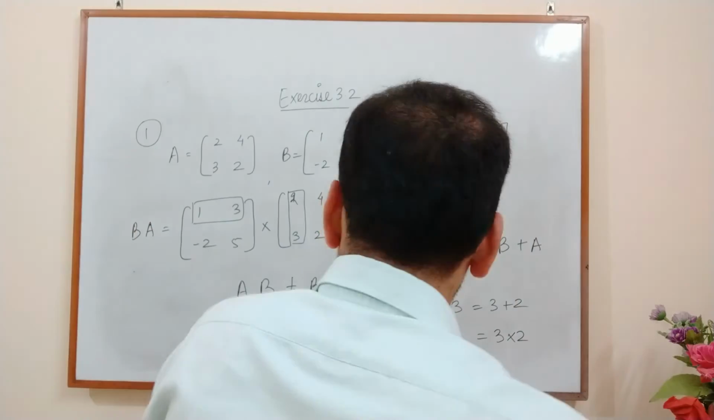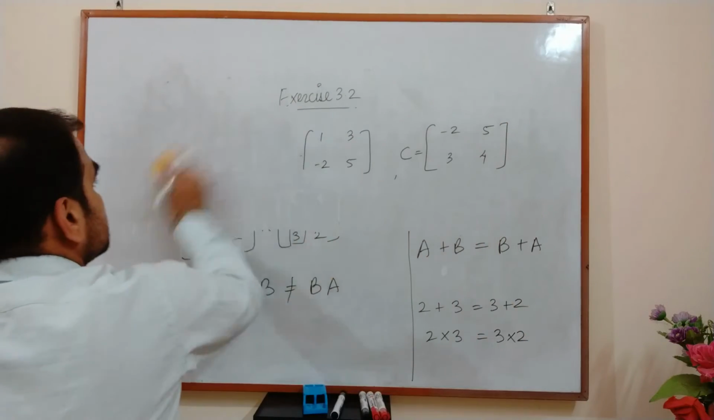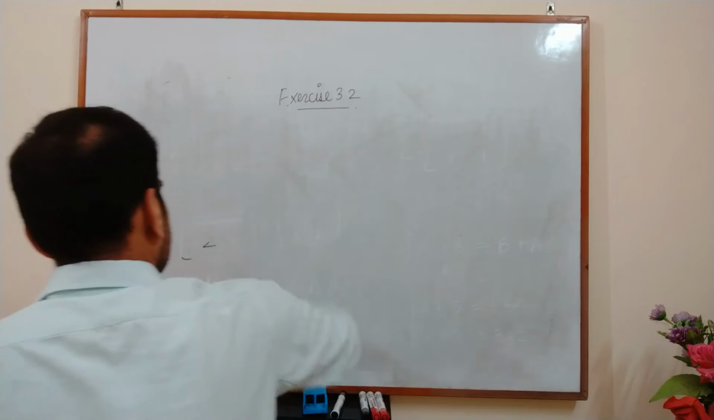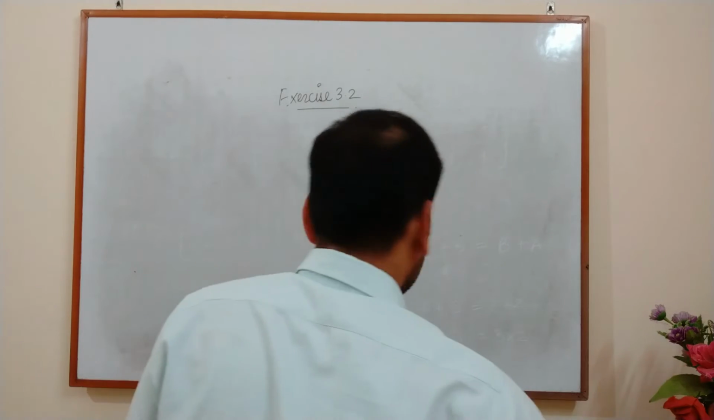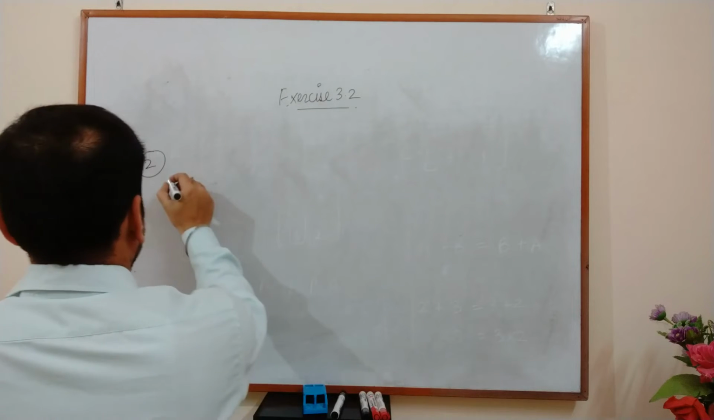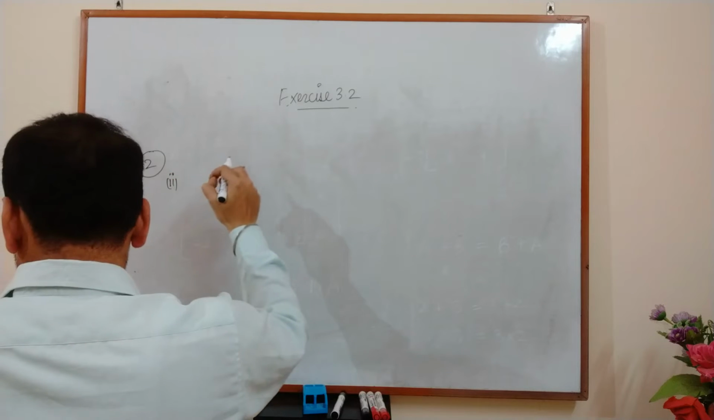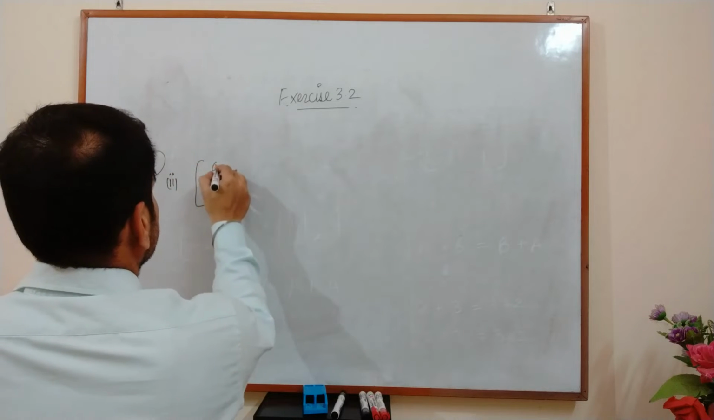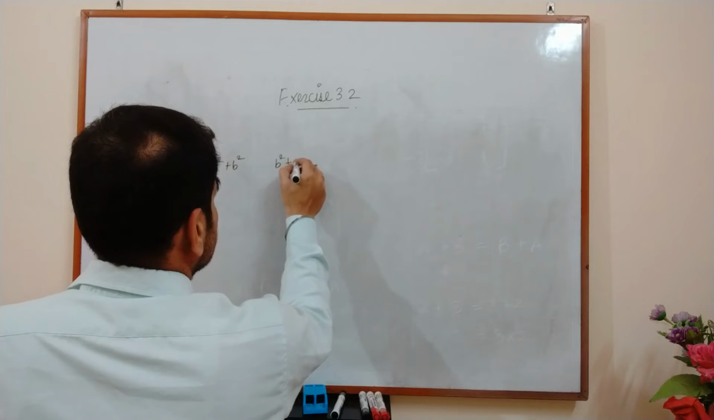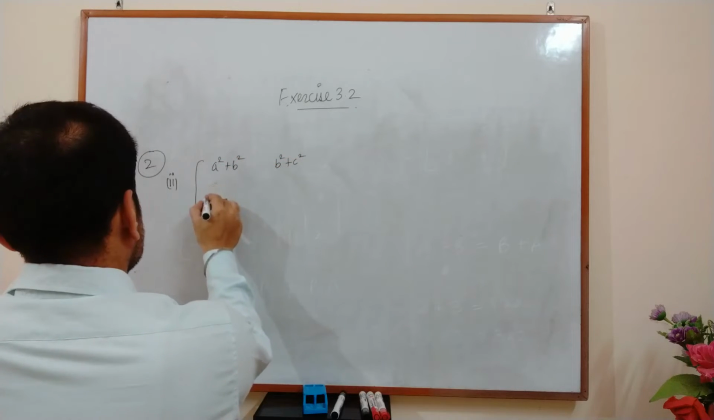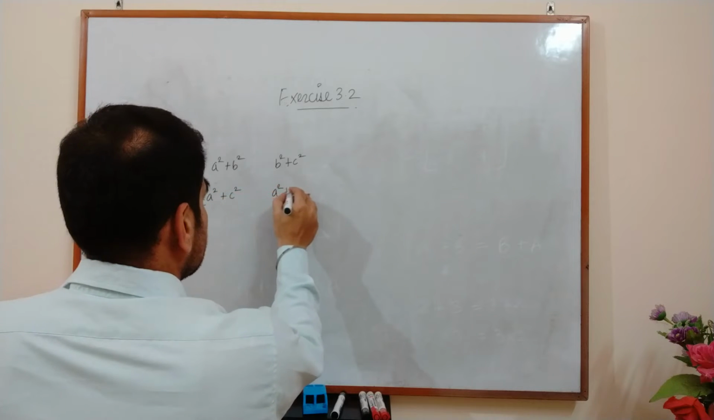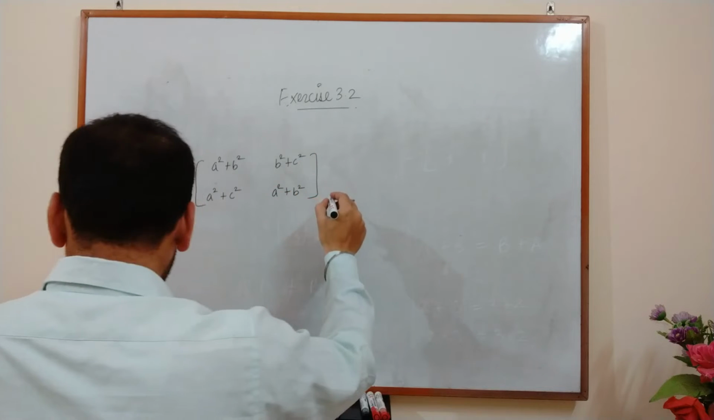If you want, we can have question number 2. So from question number 2 we can solve the second part. So what is it? A square plus B square, then B square plus C square. This is A square plus C square, and this is A square plus B square. These are the four elements in the first matrix.